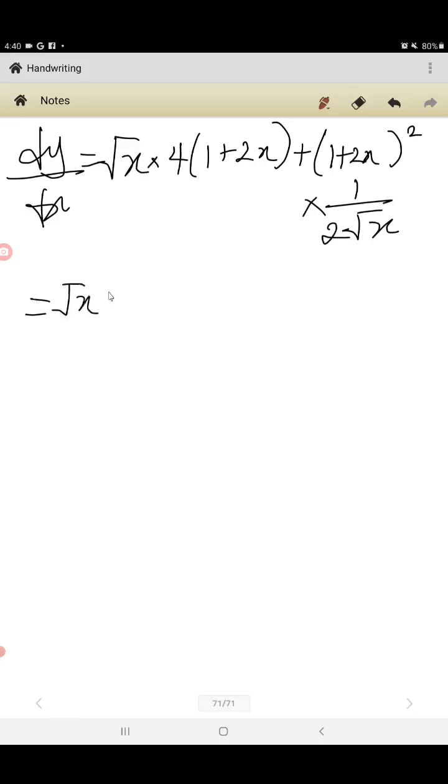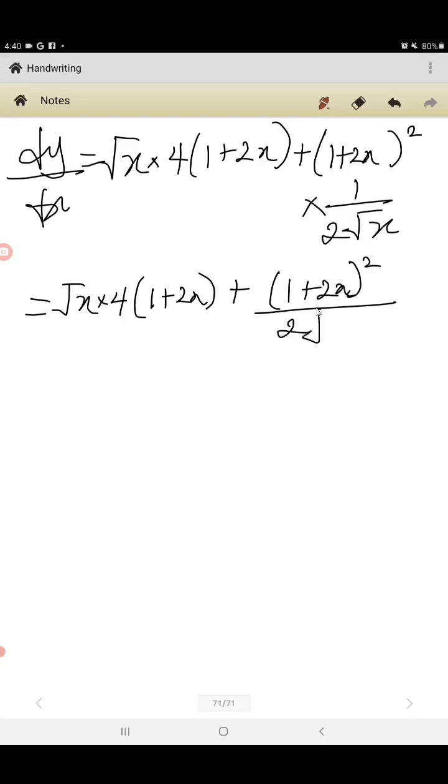root x times 4, 1 plus 2x, plus 1 plus 2x all squared over 2 root x. That is all. We are able to have simplified this. So this is the final answer, because by the time you expand again, you still need to simplify back. So we have to stop in that place.